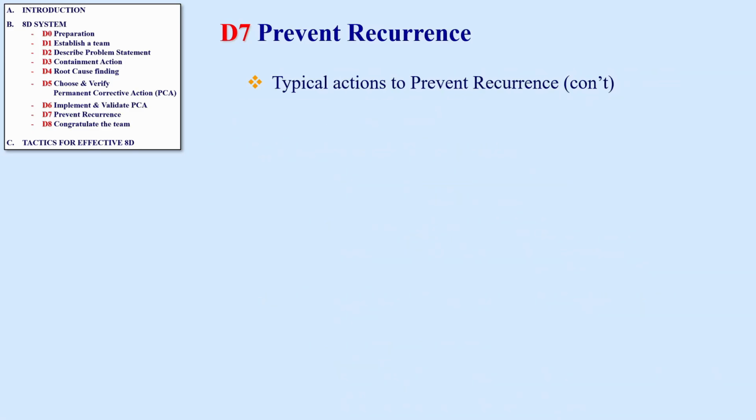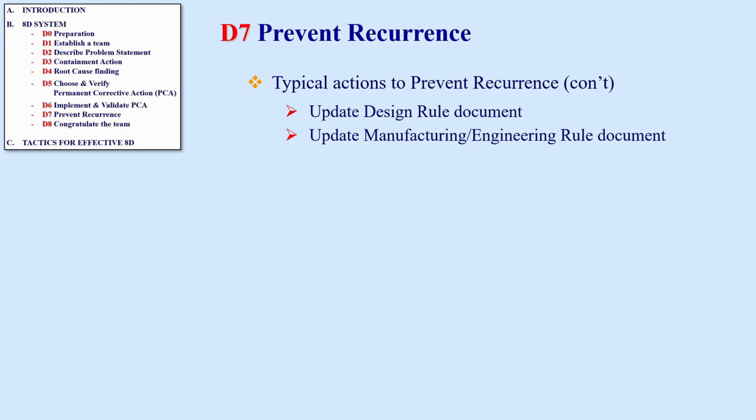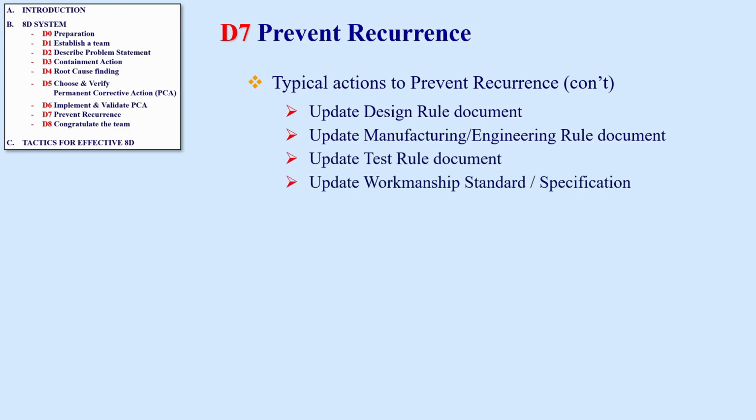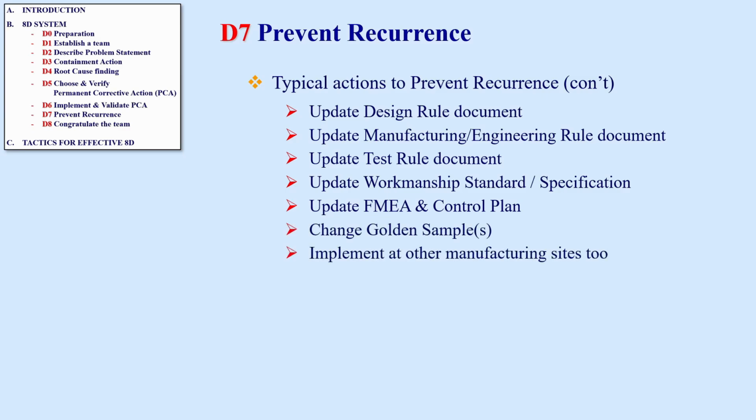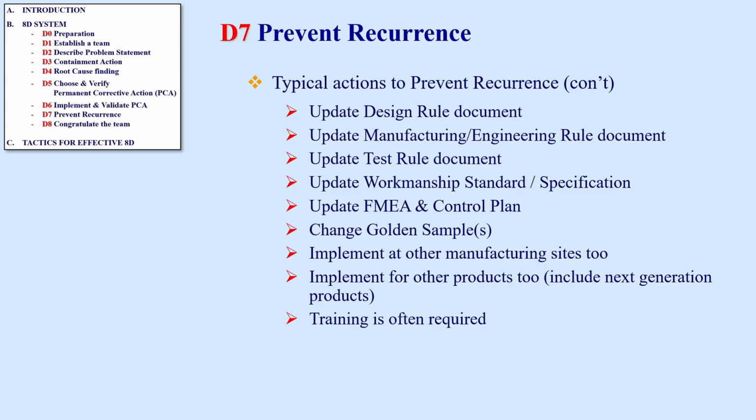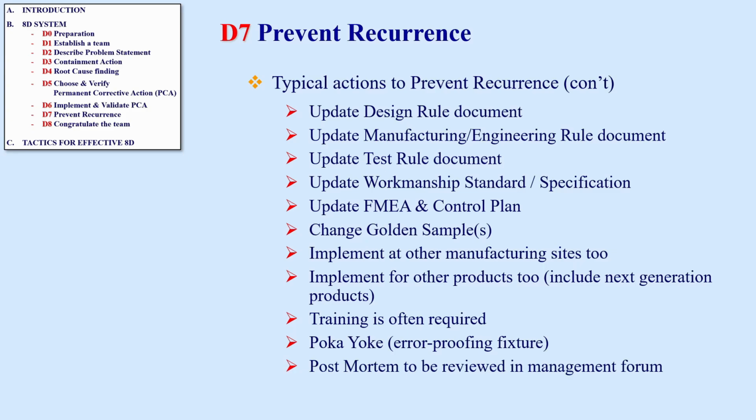Here are more examples of actions to prevent recurrence. Update design rule document. Update manufacturing or engineering rule document. Update test rule document. Update workmanship standard or specification. Update FMEA and control plan. Change golden samples. Implement at other manufacturing sites too. Implement for other products too, including next generation products. Training is often required. Poka-yoke, error-proofing fixture. Post-mortem to be reviewed in management forum.